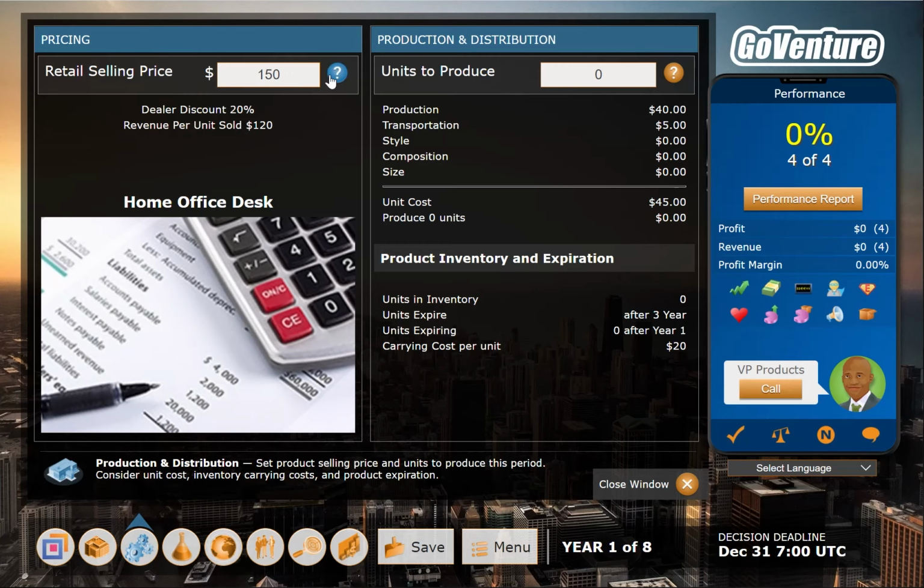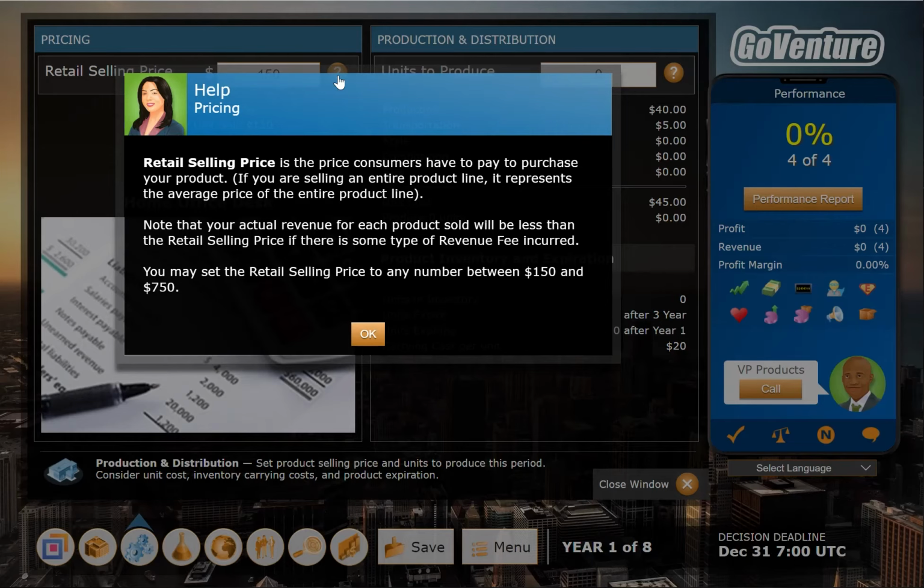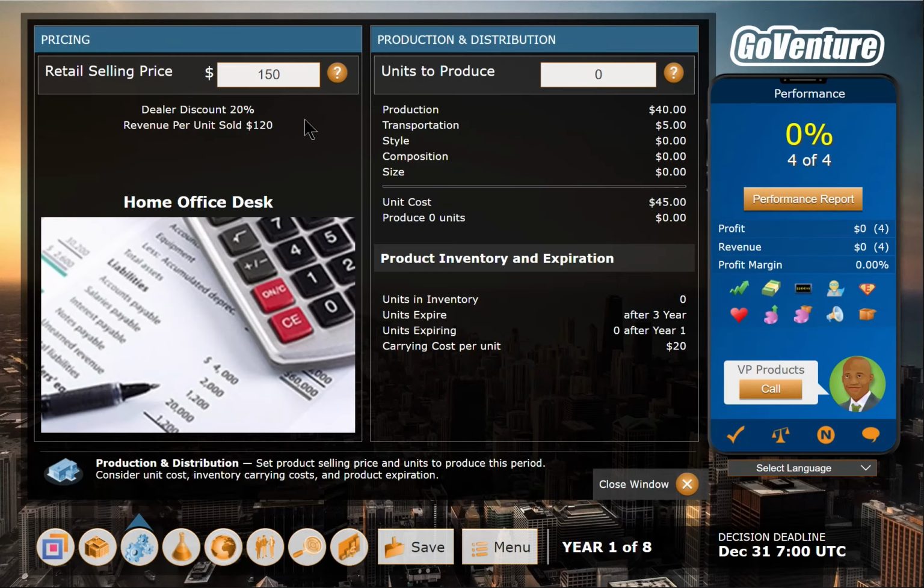By the way, you'll notice there are orange question mark buttons available throughout the simulation, and by clicking those, you'll find more information that's very helpful for you in terms of identifying what all of the choices are.